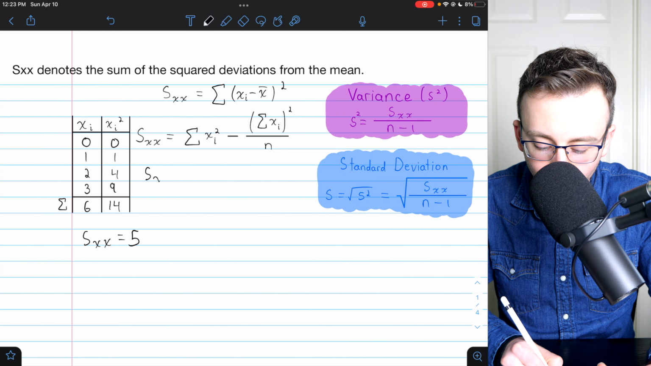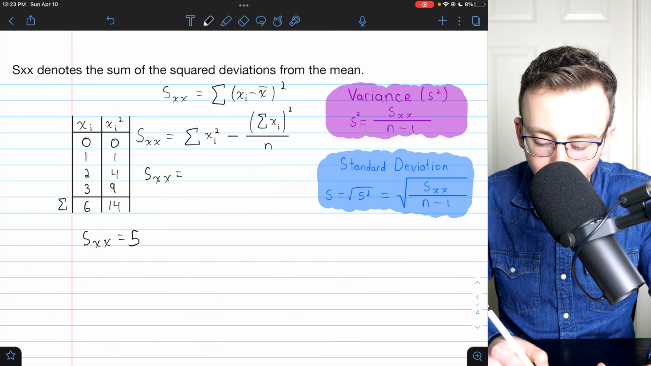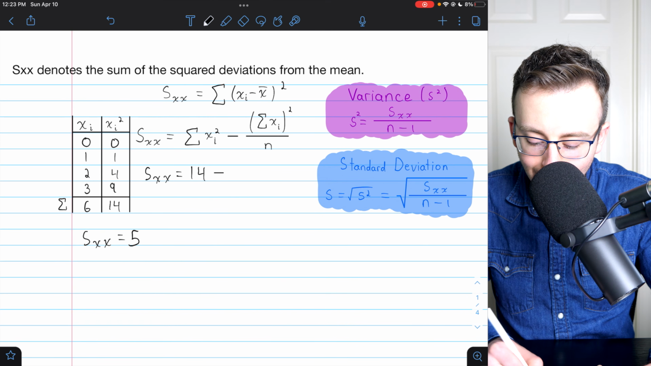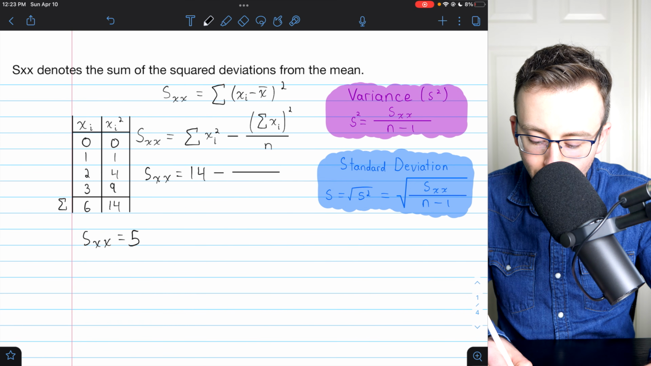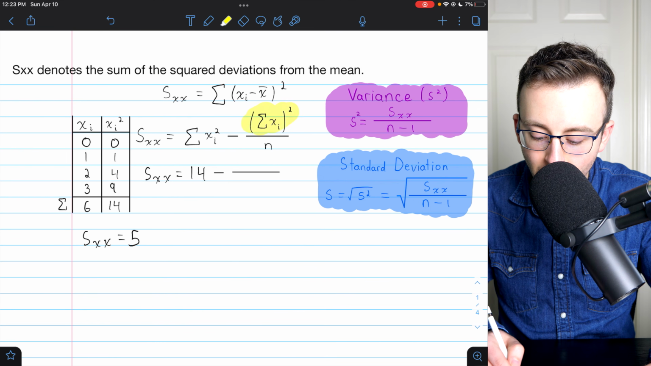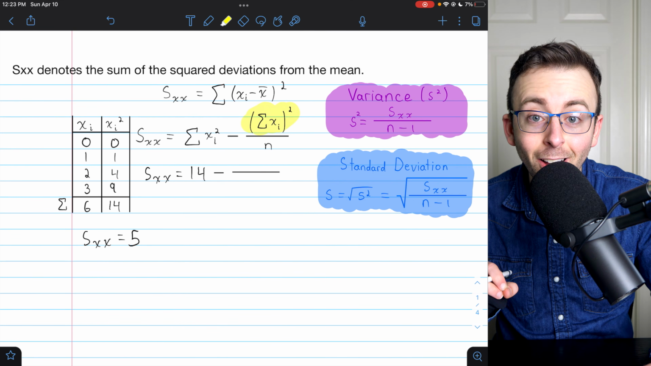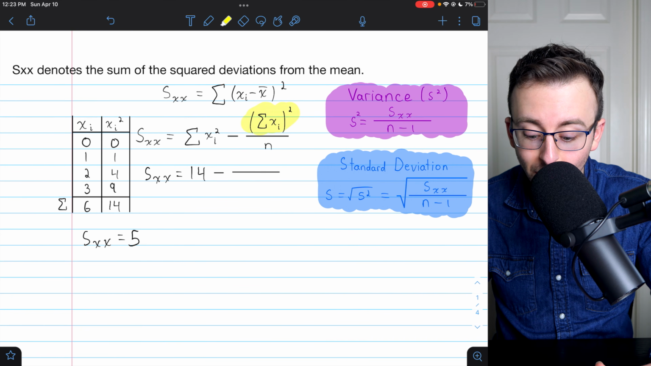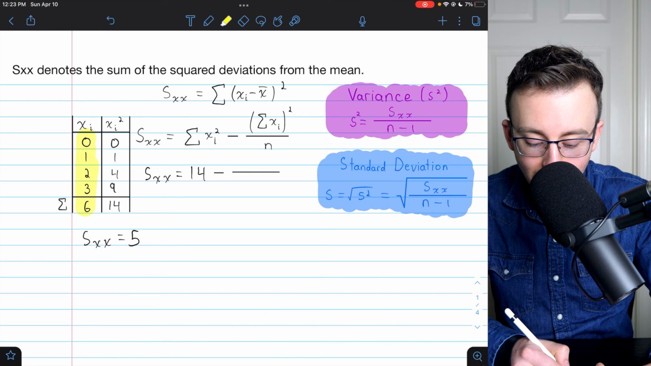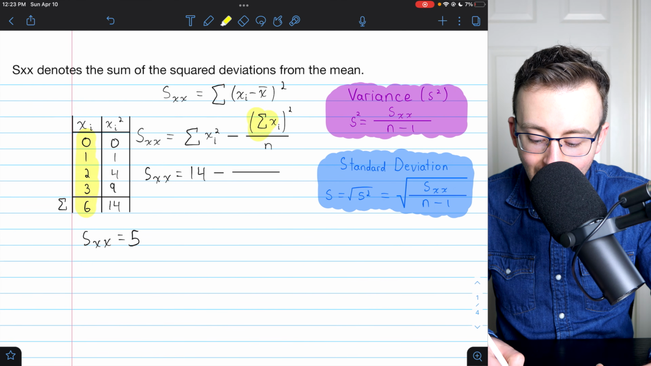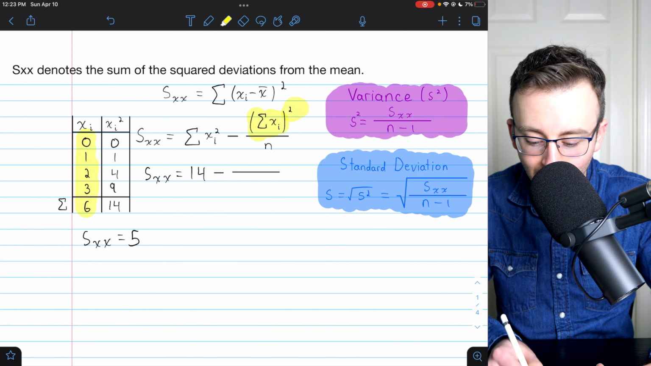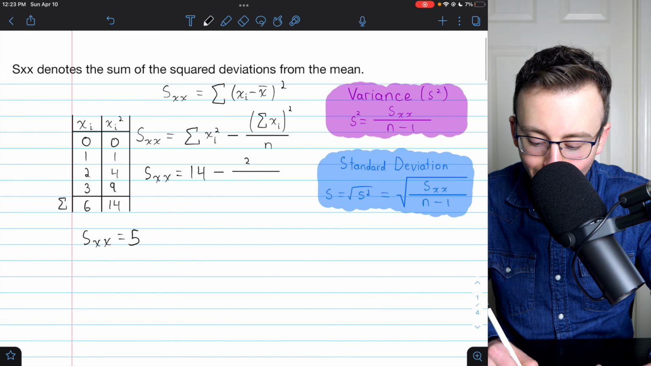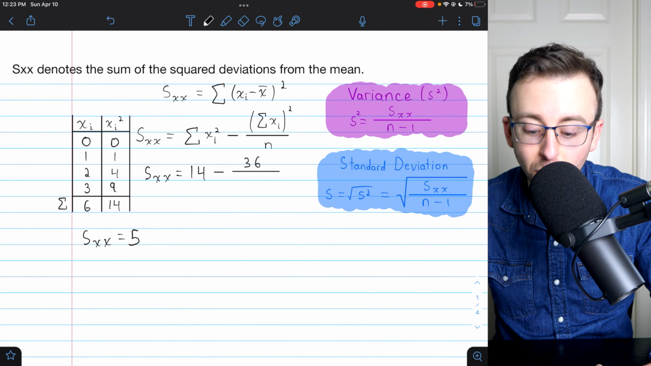So let's start calculating this. SXX starts off with the sum of the squares, which is 14. Now we have to subtract this slightly different thing. Don't make a mistake here. This is not the thing we just calculated. That's not the sum of the squares. It's the sum squared. So we take the sum of the data values, which we already calculated to be 6, and then square that. Don't make the mistake of using 14 here. That's going to be 36, the sum of the data values squared.